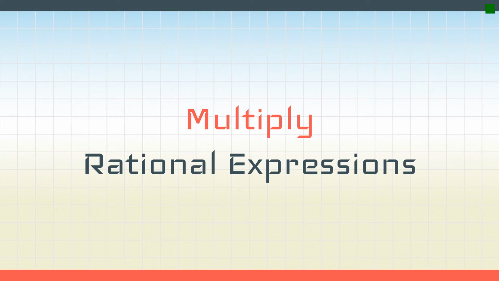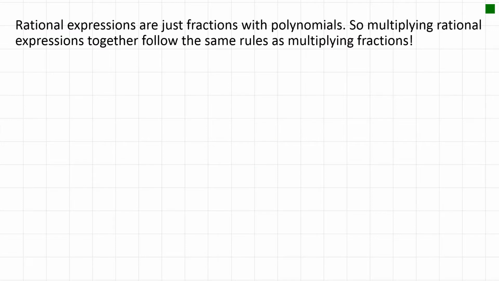Multiply rational expressions. Because rational expressions are basically just fractions with polynomials, when we multiply rational expressions, we're going to just follow the same rules that we have for multiplying fractions. So, for example, if we were asked to multiply those two fractions, what would we try to do?